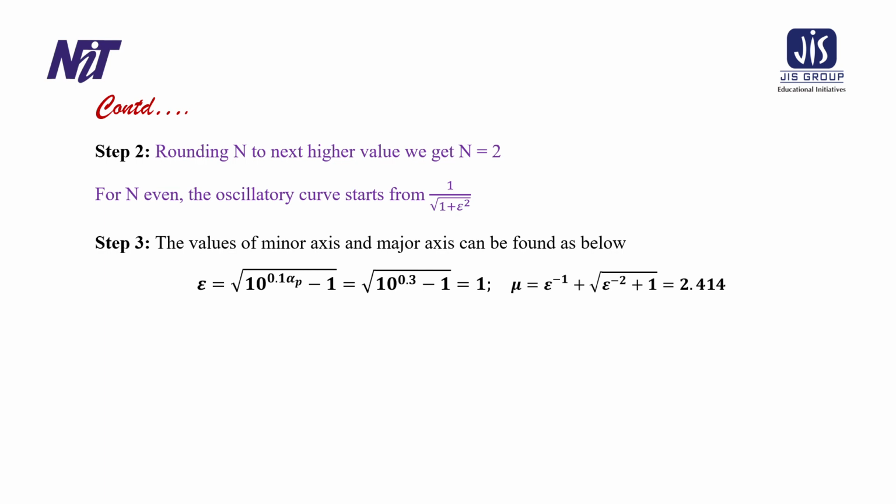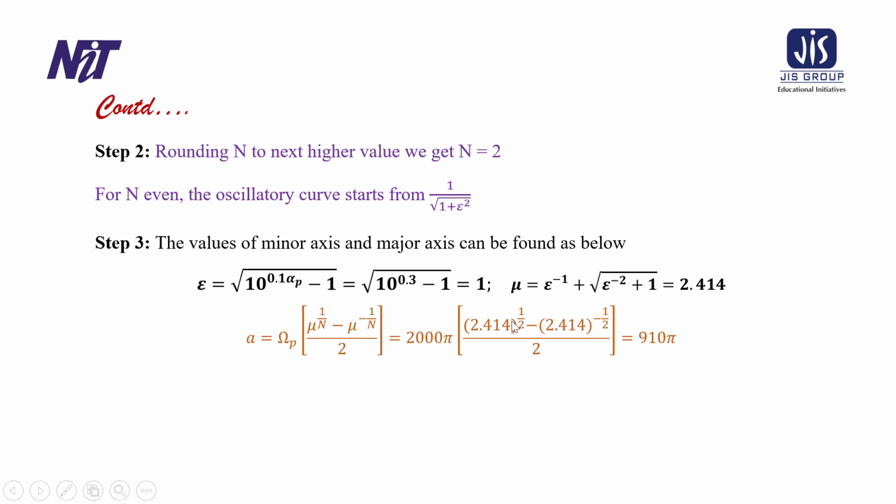Epsilon equals root over 10 to the power 0.1 alpha p minus 1, putting the value of alpha p over here, and epsilon equals 1, and mu equals epsilon to the power minus 1 plus root over 1 plus epsilon to the power minus 2, and the value is 2.414, and a equals omega p times mu to the power 1 by n minus mu to the power minus 1 by n, divided by 2.